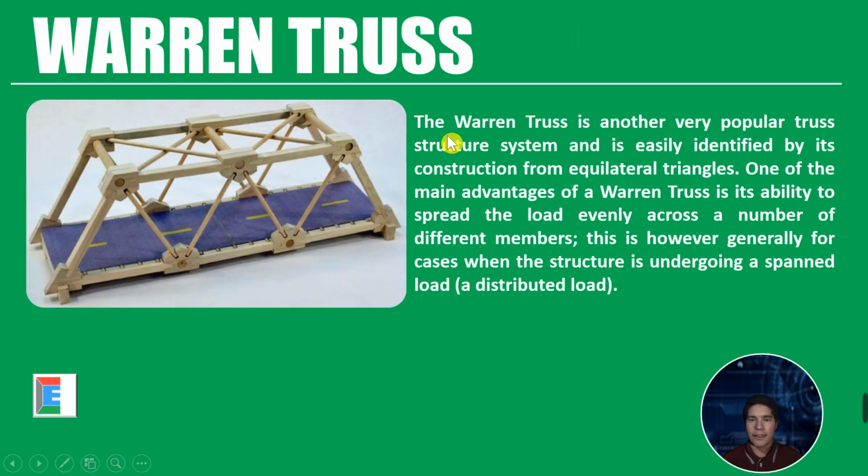We have also the Warren truss. The Warren truss is another very popular truss structure system and is easily identified by its construction from equilateral triangles. One of the main advantages of a Warren truss is its ability to spread the load evenly across a number of different members. This is, however, generally for cases when the structure is undergoing a span load or a distributed load.